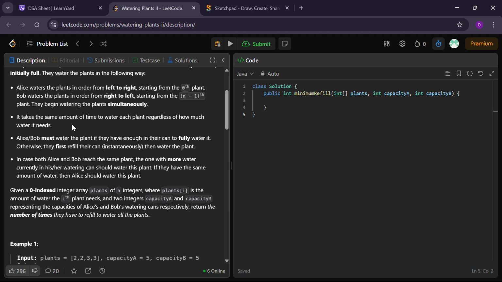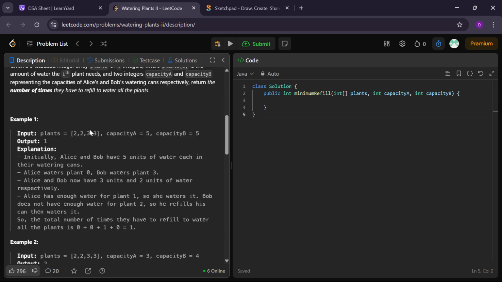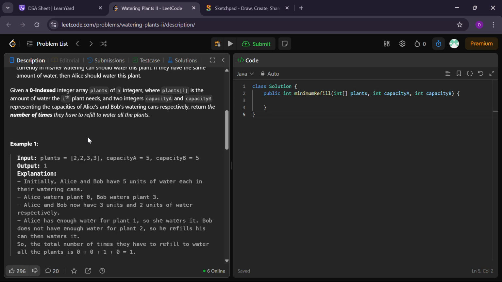Now the second part. It takes the same amount of time to water each plant regardless of how much water it needs. Alice or Bob must water the plant if they have enough water in their can to fully water it. Otherwise, they first refill their can instantaneously, then water the plant. If their capacity suddenly falls short, then in that case they can refill the can and again water the plants.